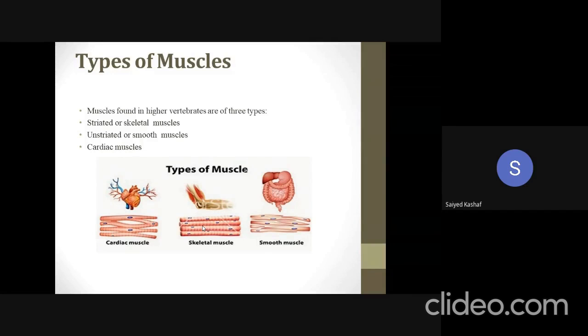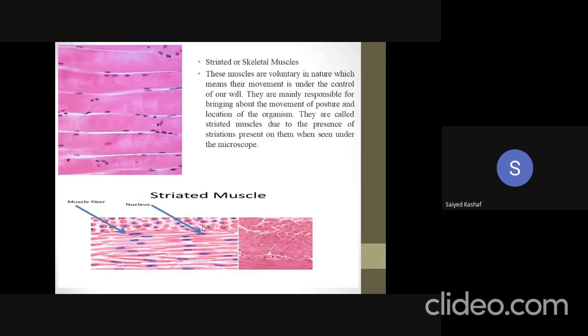The three types of muscles found in the higher vertebrates are striated muscle or skeletal muscle, unstriated or smooth muscle, and cardiac muscle. We will see them one by one in detail. So the first one is striated muscle. These muscles are voluntary in nature.